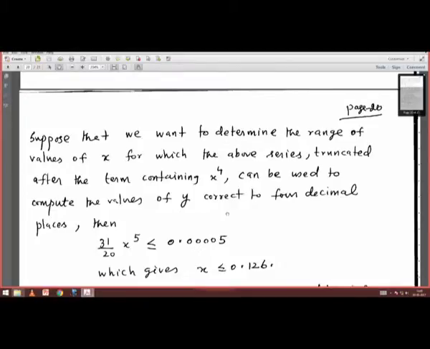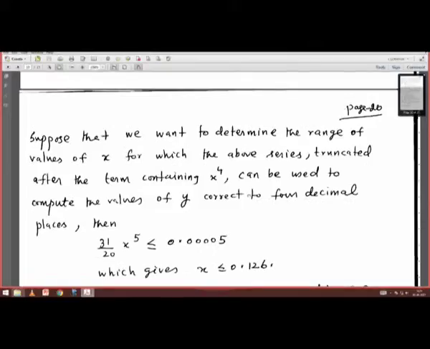So, what is the neglected term? The neglected term is the term containing x to the power of 5, because the terms up to x to the power of 4 have been taken and the solutions have been obtained at point 1, and we have been able to satisfy our requirement, that it satisfies the desired accuracy. Namely, we have been able to get solution correct to 4 decimal places.